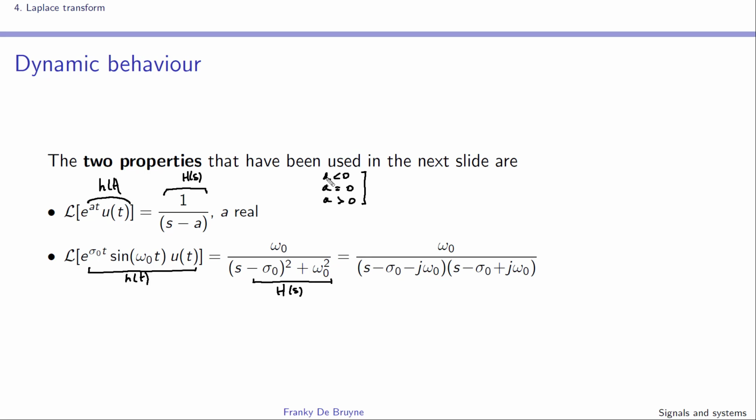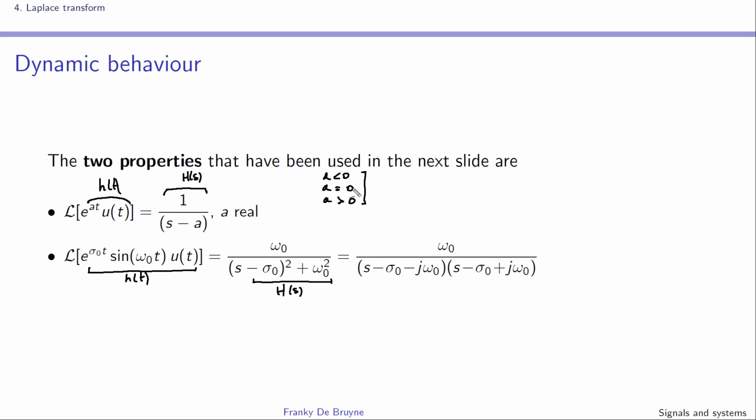As you can see, if A is negative, the pole is on the left of the j omega axis, and this is a stable system, and as you can see, you have an exponential that will be decreasing, right? So the impulse response will be a stable exponential, right? If it's positive, it's to the right of the j omega axis. You have a system that is unstable.